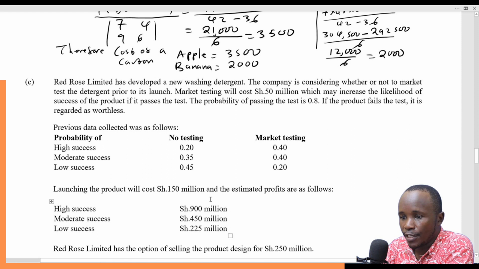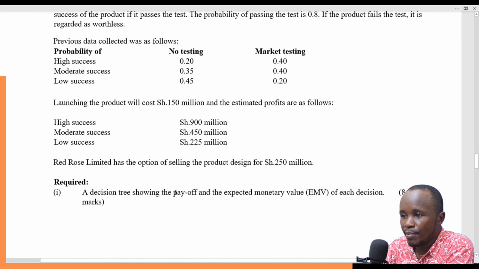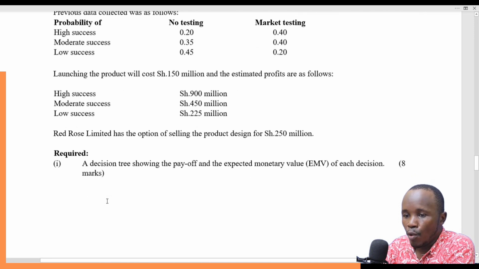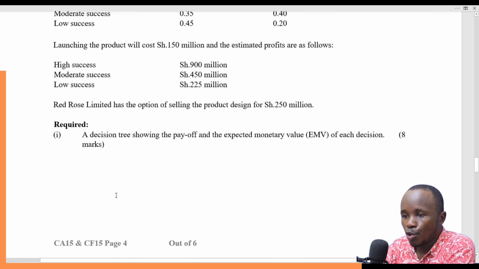Previous data collected was as follows: high success on testing is 0.2, moderate 0.35, low success 0.45; without market testing it is 0.4, 0.4, 0.4. Launching the product will cost 150 million, and the estimated profits are as follows: high success 900, moderate 450 million, low 225. Red Rose Limited has the option of selling the product for 250 million. Required: a decision tree showing the payoff and the expected monetary values of each decision.